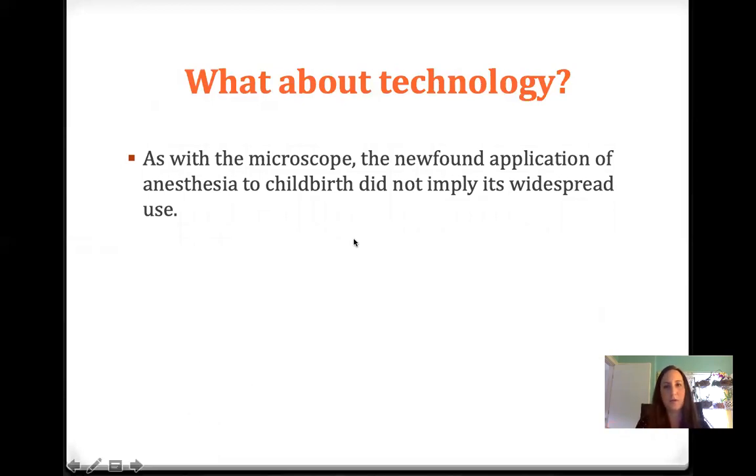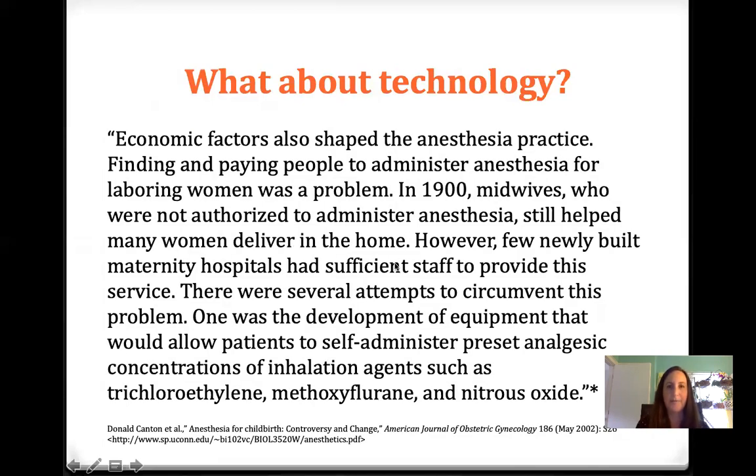As with the microscope, the newfound application of anesthesia did not imply its widespread use. This is an article about anesthesia for childbirth. Economic factors also shaped anesthesia practice. Finding and paying people to administer anesthesia for laboring women was a problem. In 1900, midwives were still not authorized to administer anesthesia, still helped many women deliver in the home. However, few newly built maternity hospitals had sufficient staff to provide this service.